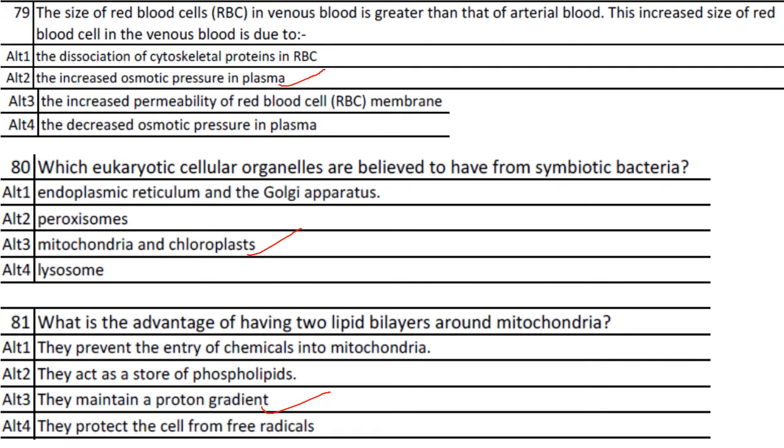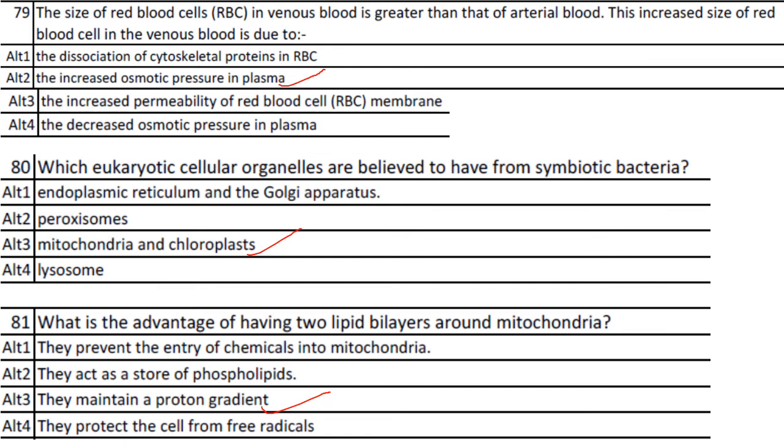The next one. Which eukaryotic cellular organelles are believed to have come from symbiotic bacteria? So they are mitochondria and chloroplast. So it is the endosymbiotic theory. The next one. What is the advantage of having two lipid bilayers around mitochondria? Now the two lipid bilayers separate the mitochondrial content from the cytoplasm. We refer to them as inner and outer mitochondrial membrane and the space between these two membranes is called the intermembrane space, and it has a low pH because the electron transport chain embedded in the inner membrane pumps protons into it.